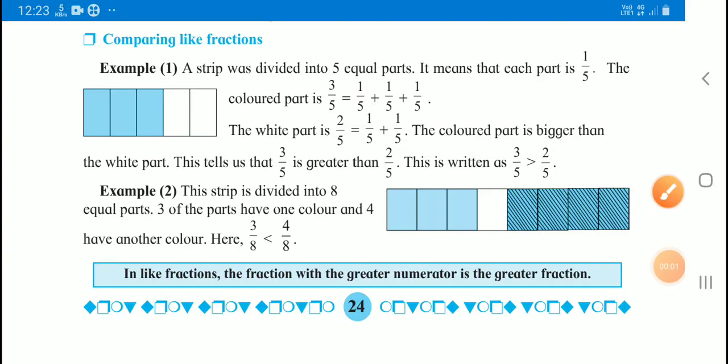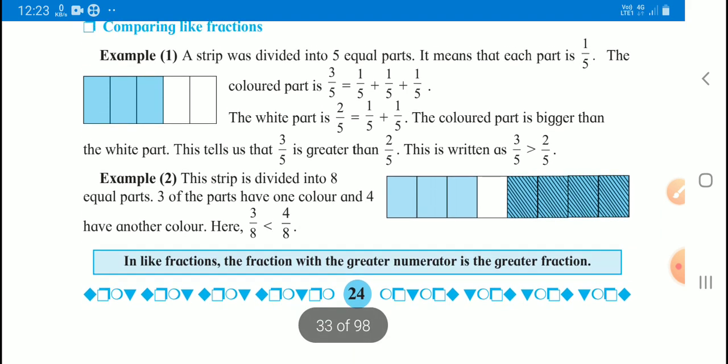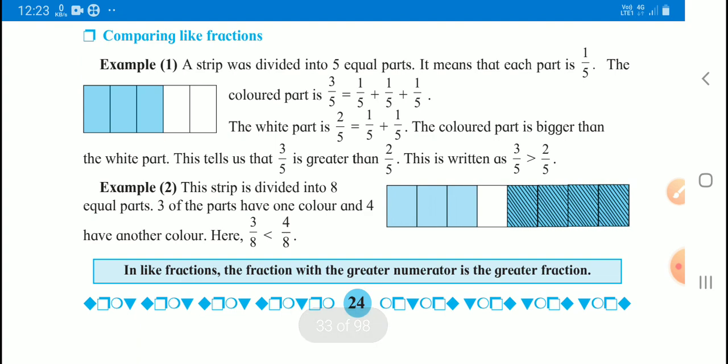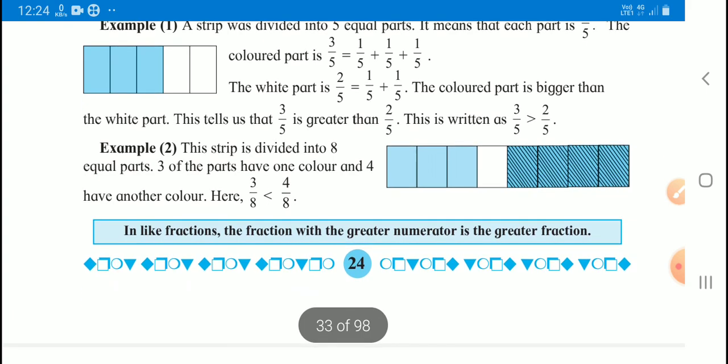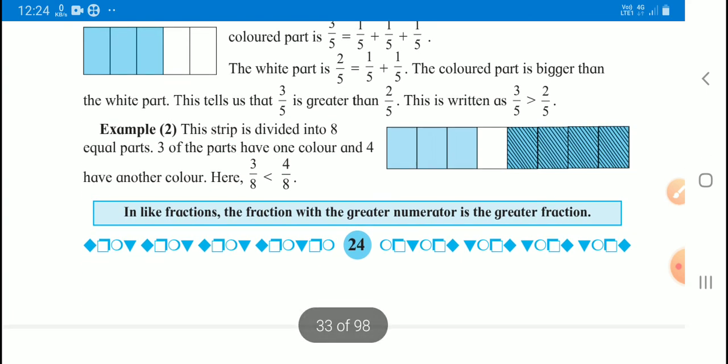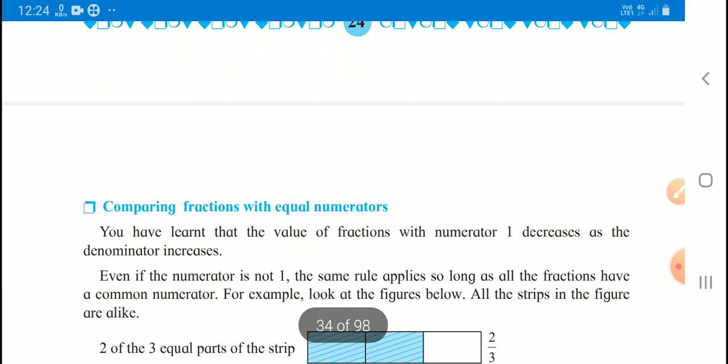Hi students, today we will see how to compare the like fractions. Now you know what is meant by like fractions. The fractions with equal denominators are known as like fractions. While comparing like fractions, we have to see the numerator of that fraction. In like fractions, the fraction with the greater numerator is the greater fraction.